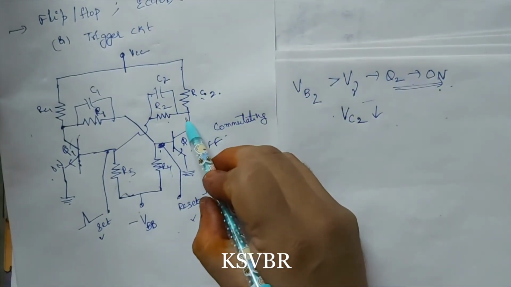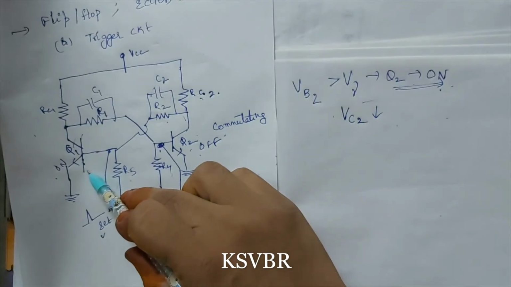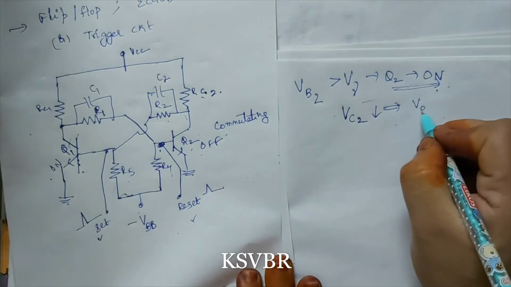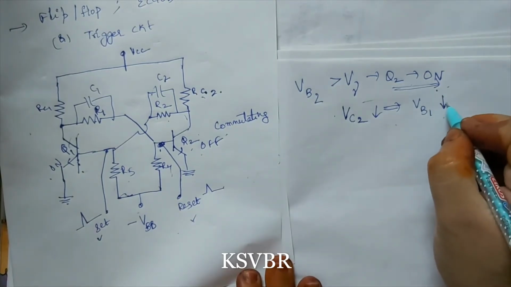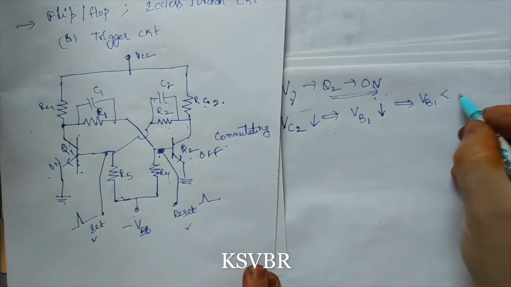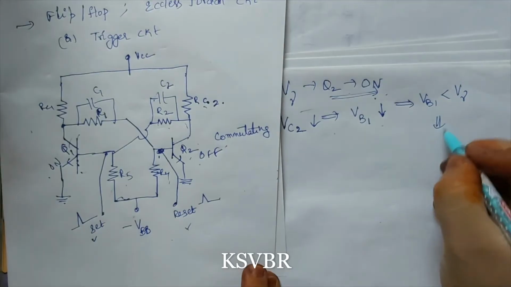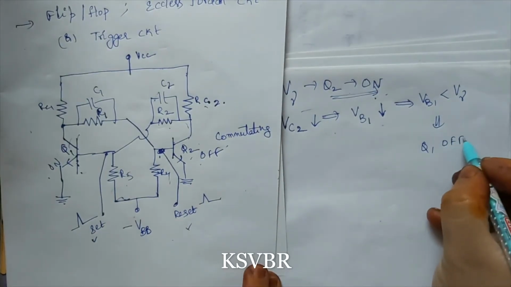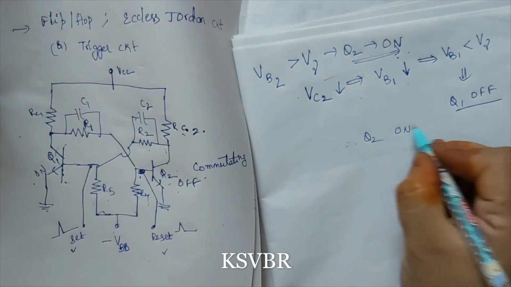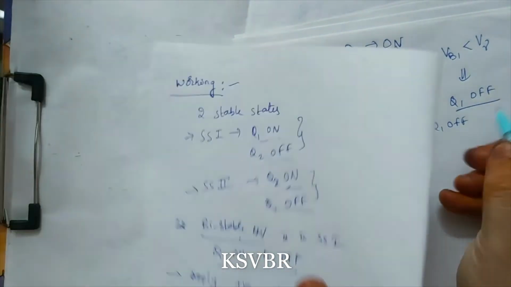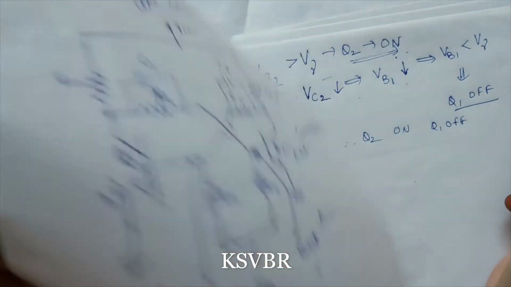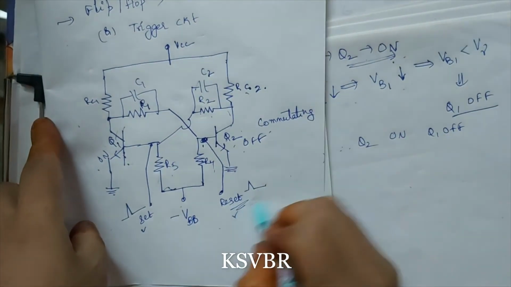This voltage is connected to base of Q1 transistor. So as a result, VB1 decreases. Whenever VB1 falls beyond V gamma, Q1 will be in off condition. Therefore Q2 on, Q1 off, which is nothing but our stable state 2. Like this, by applying reset signal, we have made this.